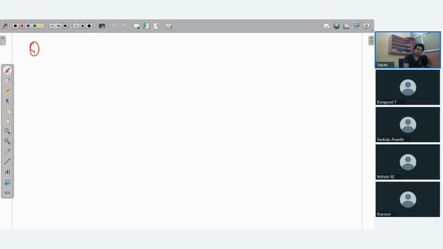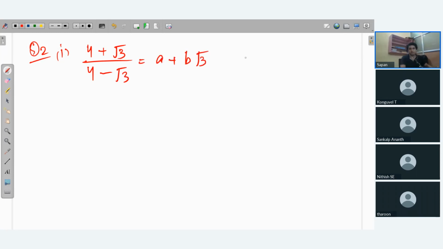So there is this question number 2, which you would have seen as the first part. 4 plus square root 3 divided by 4 minus square root 3 equals a plus b root 3, and then you have to find the values of a and b. So it's easy, sir. For this one, you just have to rationalize and then compare.